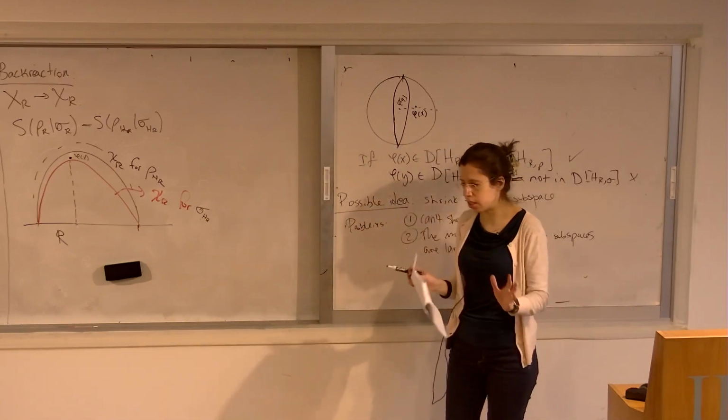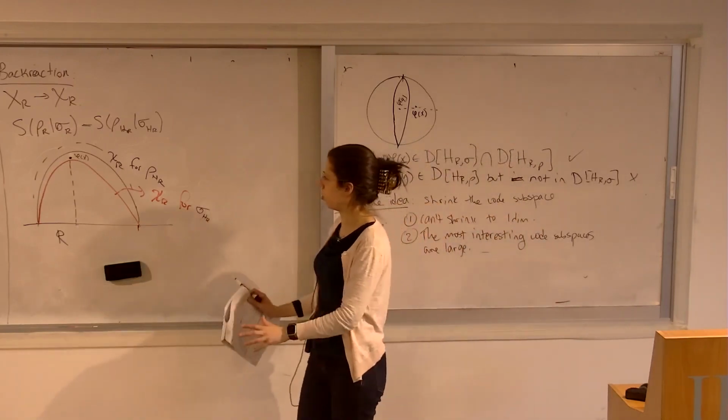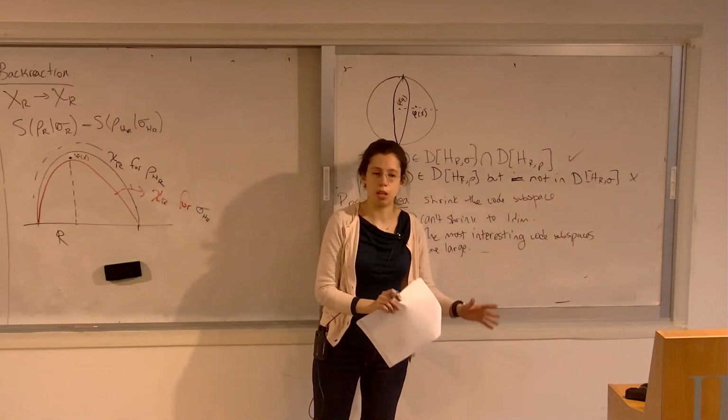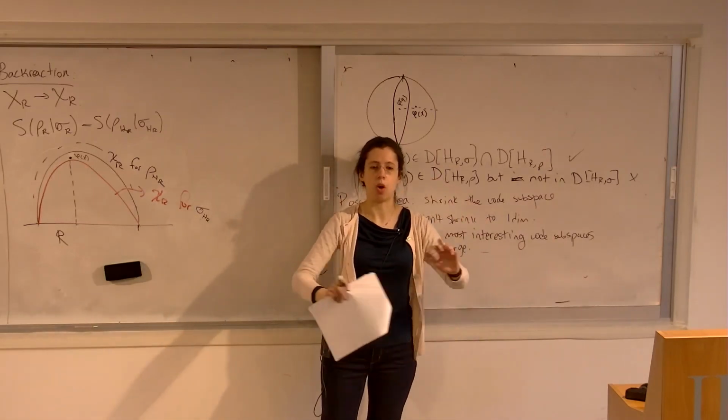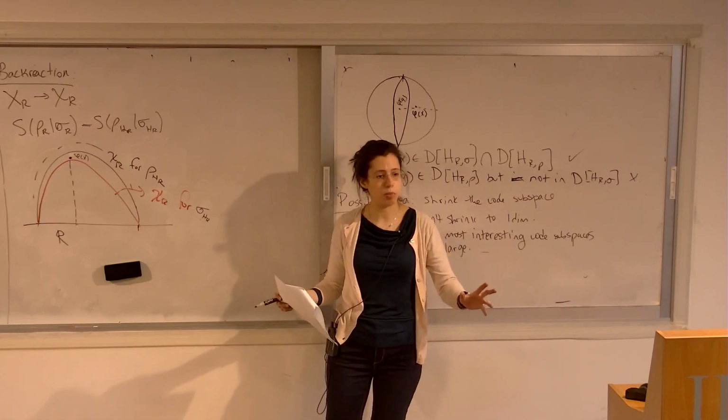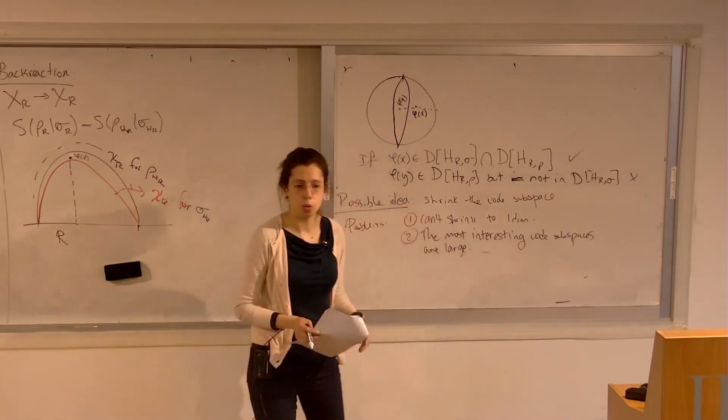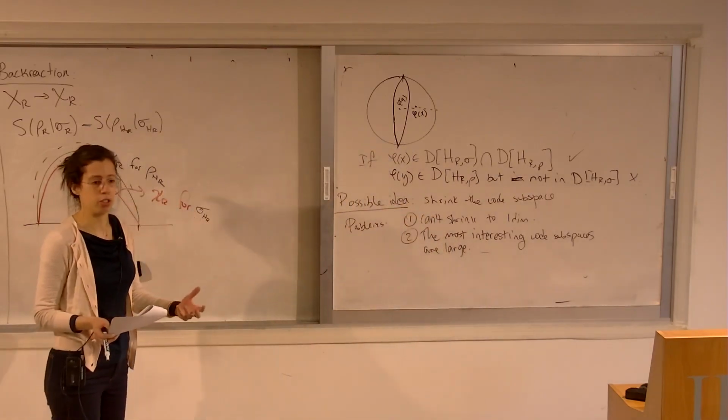That puts us in some sense on a firm footing as far as what we understand and what we don't understand. We know that at least there's a part of the bulk that we can always reconstruct, and it does turn out to be larger than the causal wedge. So what is this part of the bulk that we can always reconstruct within a given code subspace?